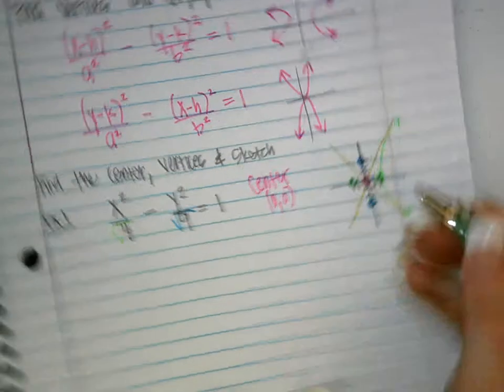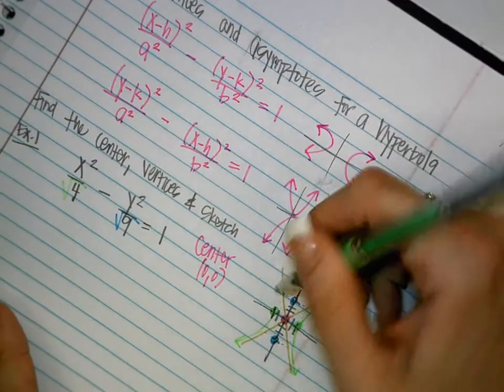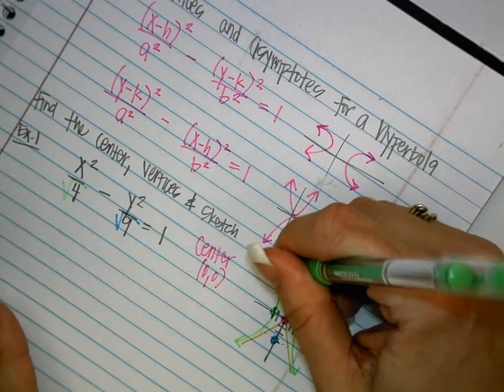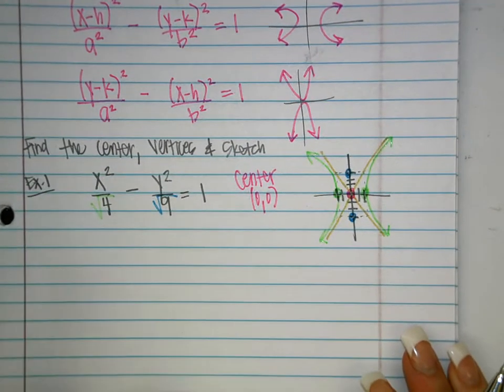So the actual answer here is the hyperbolas. It has nothing to do with the asymptotes. That's not part of your answer. The actual graph is just the hyperbolas.